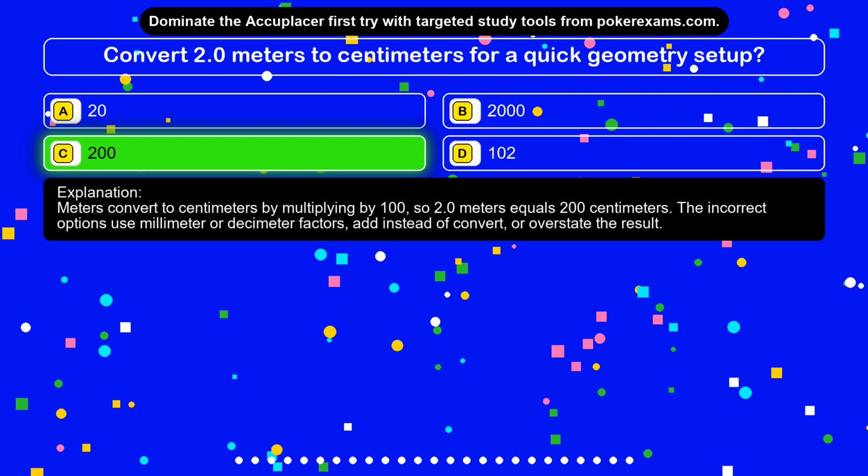Meters convert to centimeters by multiplying by 100, so 2.0 meters equals 200 centimeters. The incorrect options use millimeter or decimeter factors, add instead of convert, or overstate the result.